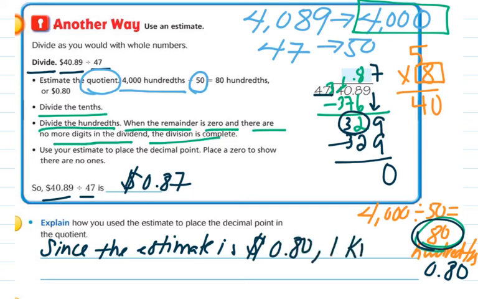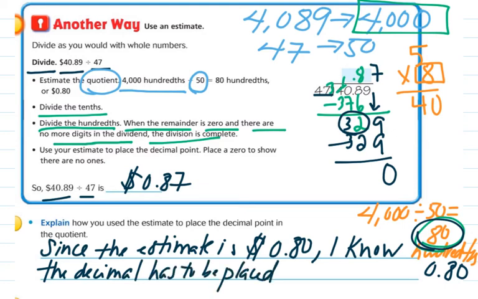I know the decimal has to be placed to the left of the 8 in the quotient. This way is a little bit challenging, boys and girls, so make sure you take some extra time with this and pause the video and ask any clarifying questions.